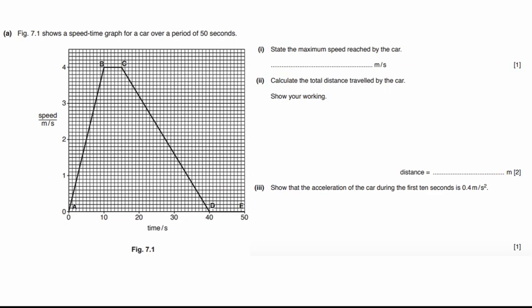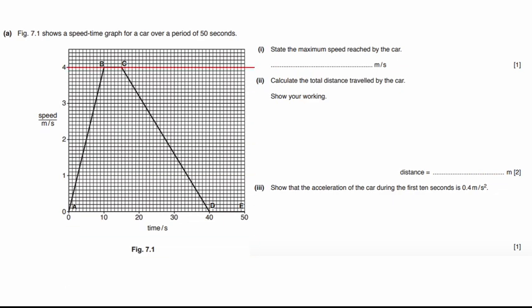And finally, we have our written question, which is all about speed time graphs for a car going for a period of 50 seconds. So, first question, a nice settler, is just to talk about the maximum speed reached by the car. Now, obviously, this is a speed time graph. No need to worry too much about calculating gradients here. That comes later. All we have to do is identify the maximum value shown.